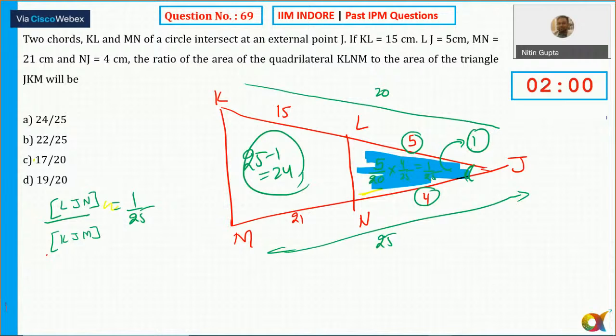So what is the answer? What is the ratio of the area of the quadrilateral KLNM? That is 24 upon area of the triangle JKM. JKM, that is equal to 25. So the answer is option A, 24 by 25.